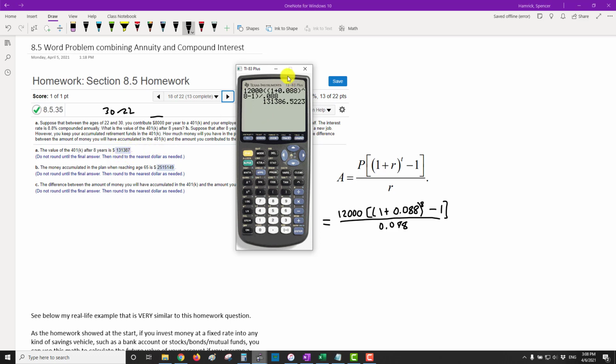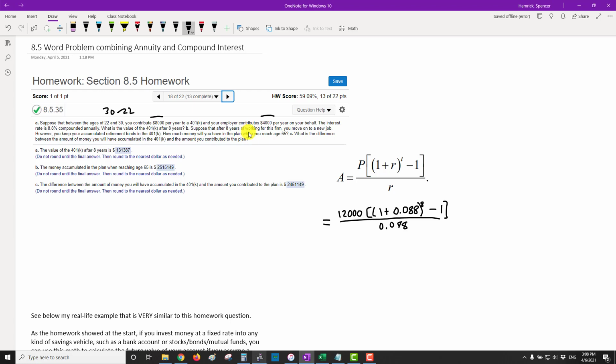Now at this point, let's look at part B. Suppose that after 8 years of working for this firm, you move on to a new job, but you leave the money there. How much money will you have in that account when you reach age 65? So now what we have is an account that has $131,387 in it, and we're not going to touch it, and it's going to grow for 35 years. So we're going to take 65, the age of 65 minus 30, which is when we quit working there. So it's been there for 35 years.